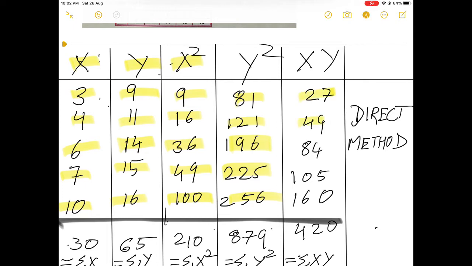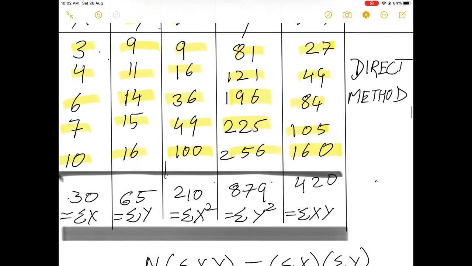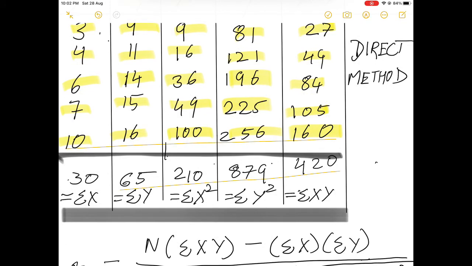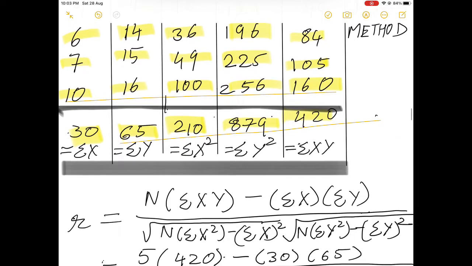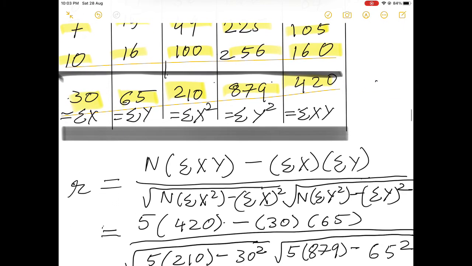So 9 into 3 is 27, 11 into 4 is 44, 6 into 14 is 84, 15 into 7 is 105, 16 into 10 is 160. Then we will calculate the sum of these particular values which we have calculated. So sigma x is equal to 30, sigma y is 65, sigma x square is 210, sigma y square is 879, sigma xy is 420. These values will be replaced into the coefficient of correlation formula for the direct method.